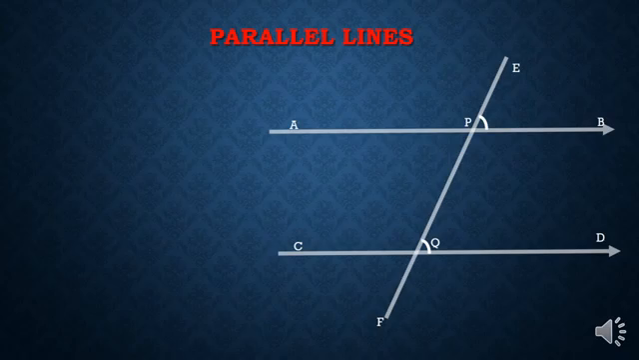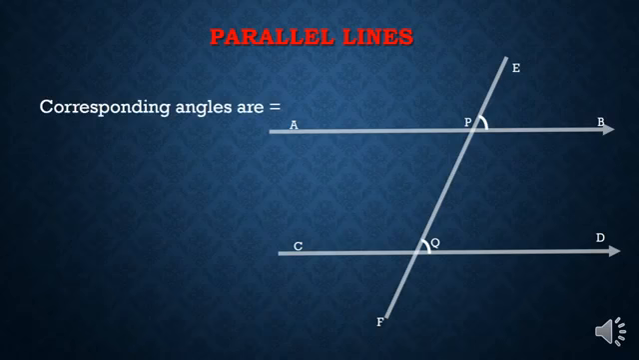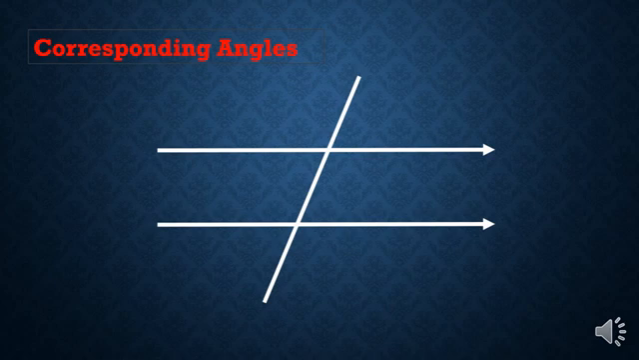We can see there are two angles already marked, angle EPB and PQD. Those two angles are equal to each other. They are called corresponding angles. The other corresponding angles are the two green ones.